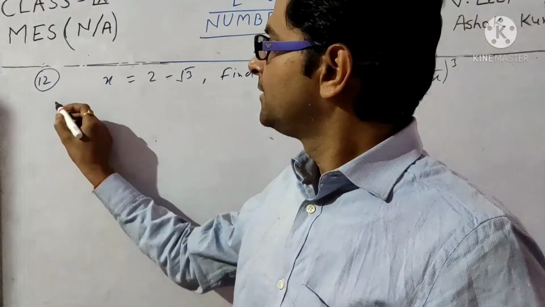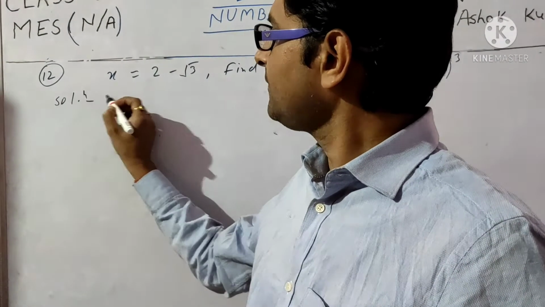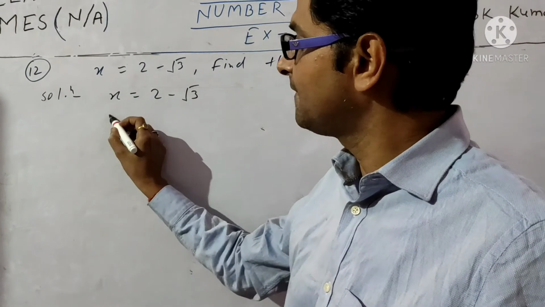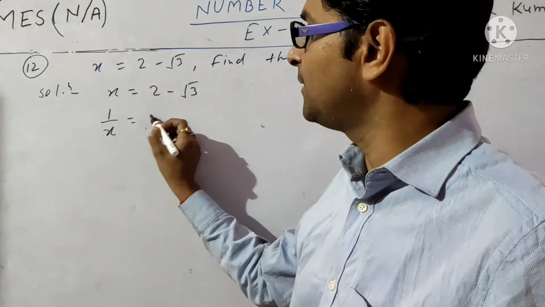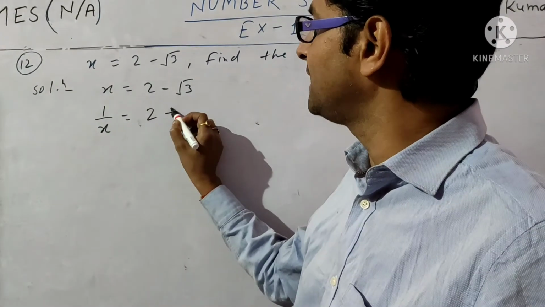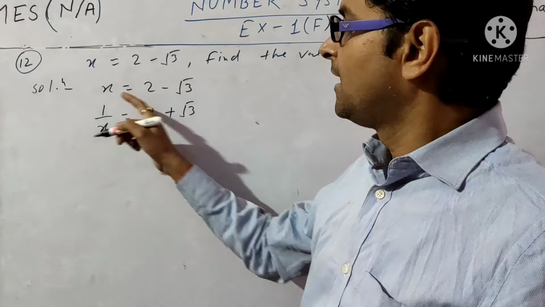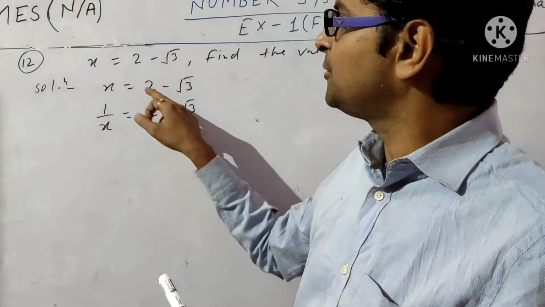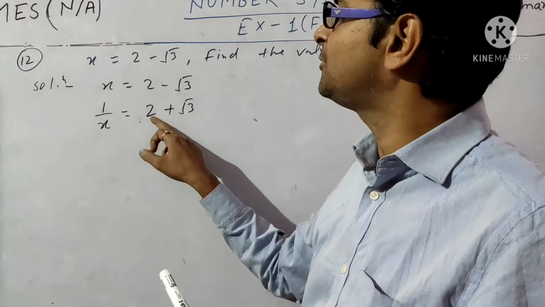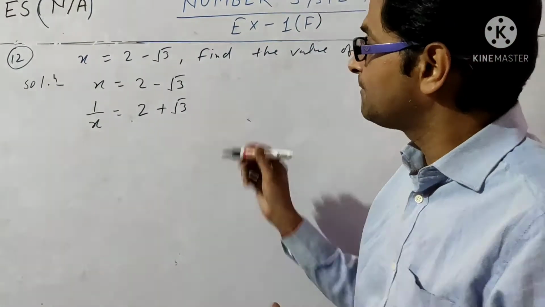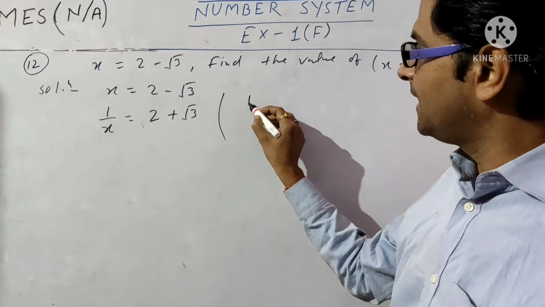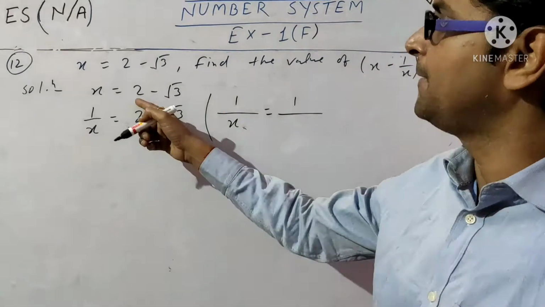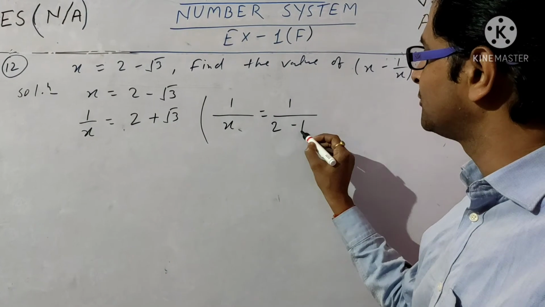Okay, student. So first of all, if x is equal to 2 minus root 3, then 1 by x is equal to, directly, student, we can write 2 plus root 3. Suppose x is equal to 2 plus root 3, then 1 by x is equal to 2 minus root 3. Why is it? The reason is, here, student, 1 by x means 1 by the value of x, which is 2 minus root 3.